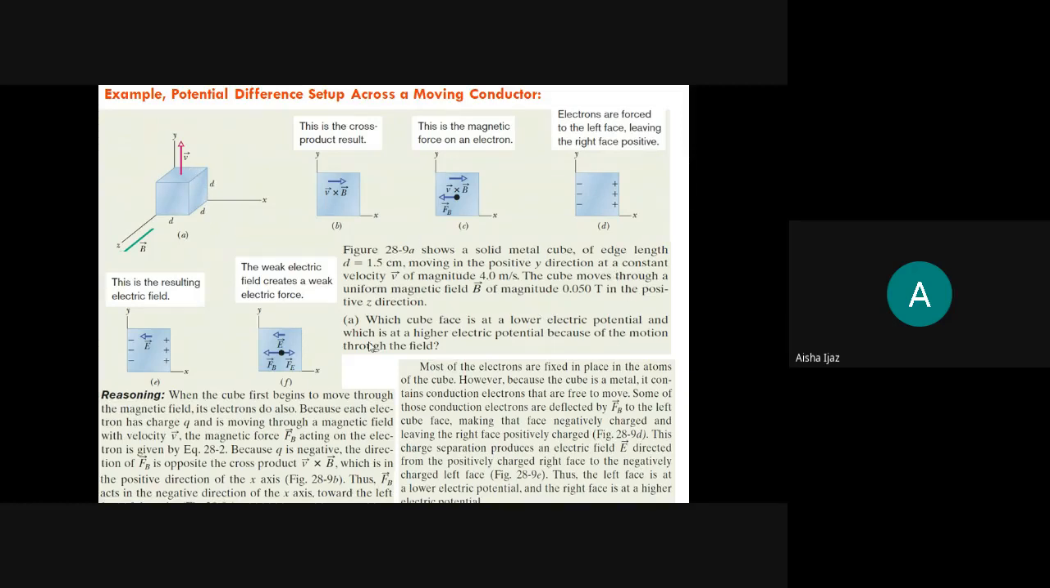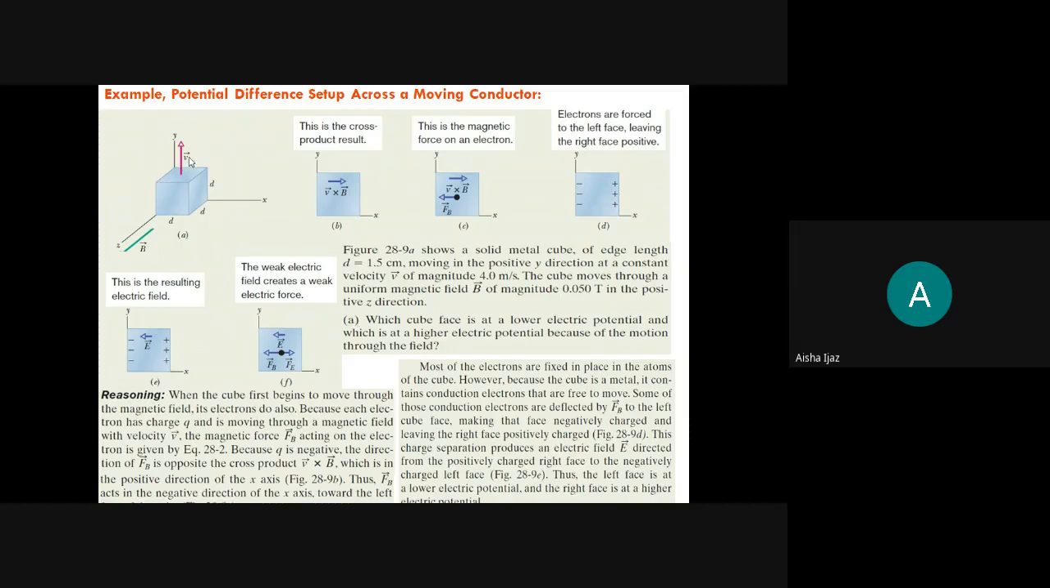So the cube moves in a uniform B field of magnitude 0.05 Tesla in the positive z direction. Which cube face is at the lower and which will be at the higher potential? You have to explain the Hall potential here, where will be the direction of lower and higher potential.